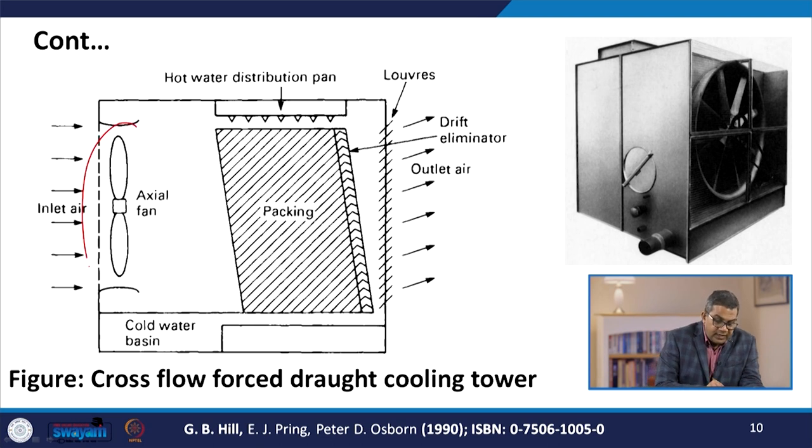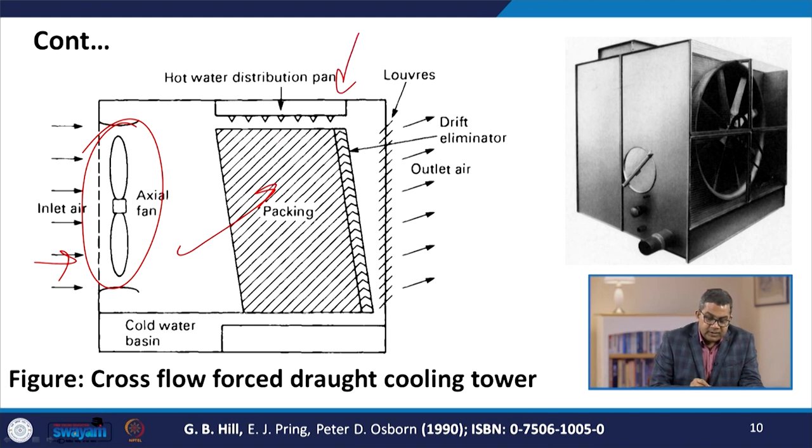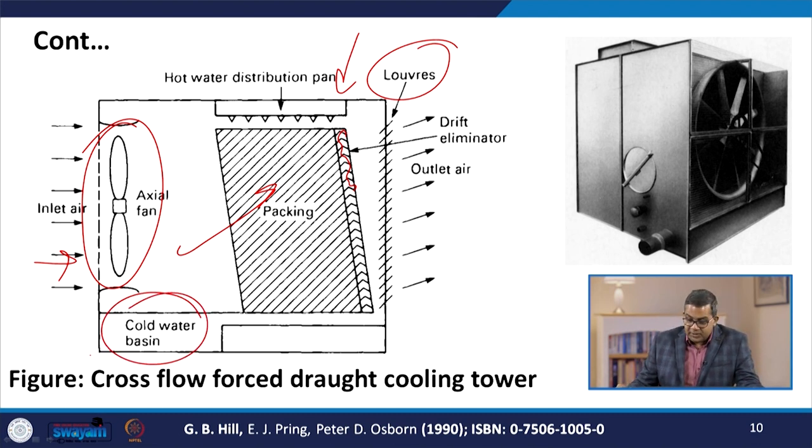Here you are having one axial fan with an inlet fan, and this is the packing, and you are having this hot water distribution pan supported by these louvers, and these are the drift eliminators. Apart from this, as usual, we are having the cold water basin. Now, this is the actual figure of this cross flow forced draught cooling tower.